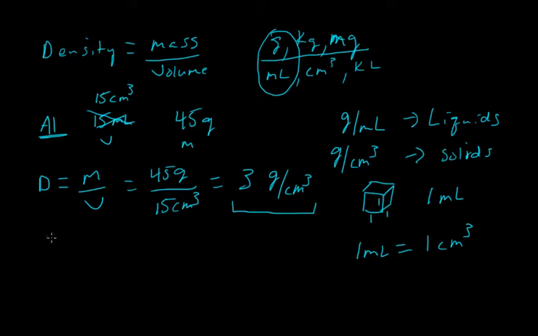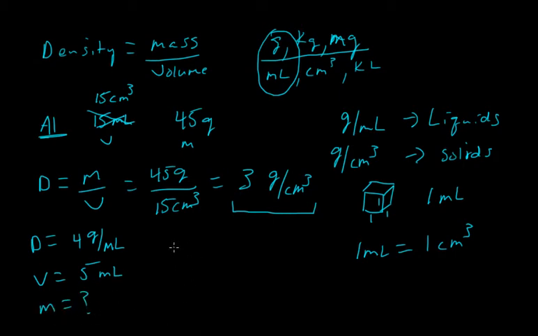But let's say instead of me giving you the mass and volume, I gave you the density of an object. Let's say the density is 4 grams per, this time let's do a liquid, 4 grams per milliliter. And let's say the volume that I'm going to give you is 5 milliliters, and I want you to tell me what the mass is.